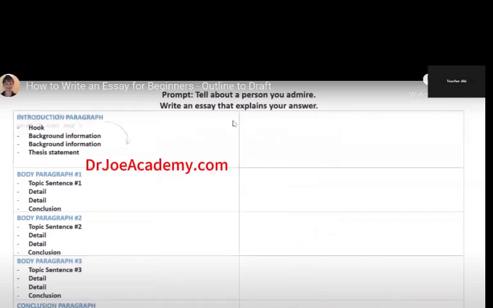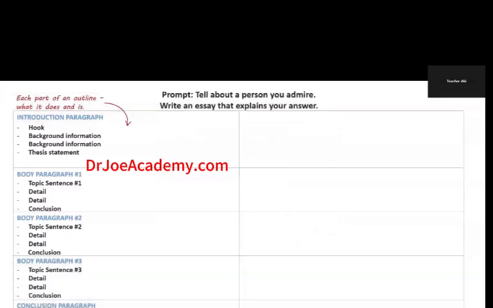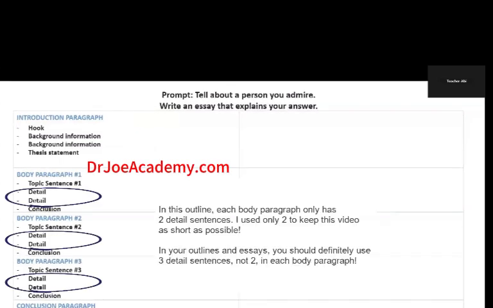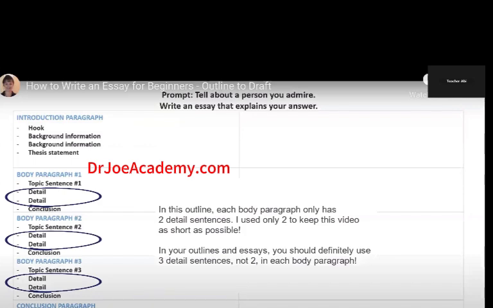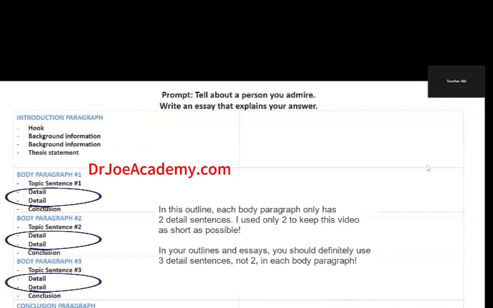Side, I'm going to show you each part of an essay outline and explain what that part does and is. On the right side, I'm going to give you an example of each part. Notice that in this outline, each body paragraph only has 2 detailed sentences. I used only 2 to keep this video as short as possible, but in your outlines and essays, you should definitely use 3 detailed sentences.